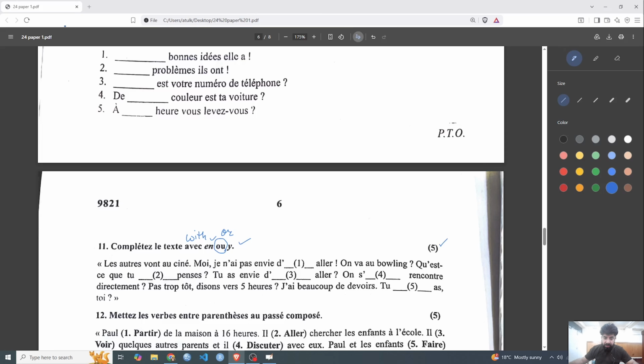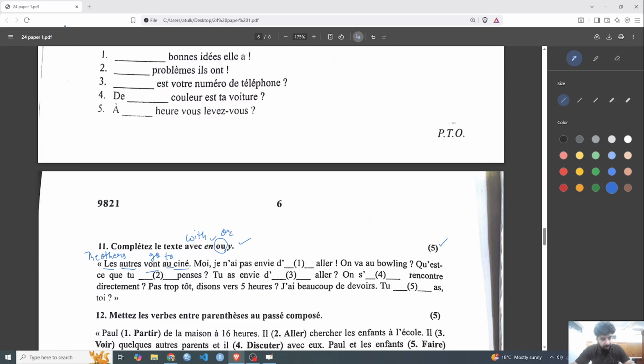So let's read what exactly it is, and then we will understand the concept on which basis we can decide whether it should be en or y. So it says les autres, that means the others. So basically this stands for others, and this is for the plural. So the others vont au cinéma. Basically the others go, this stands for go, and this stands for to, and this stands for cinema.